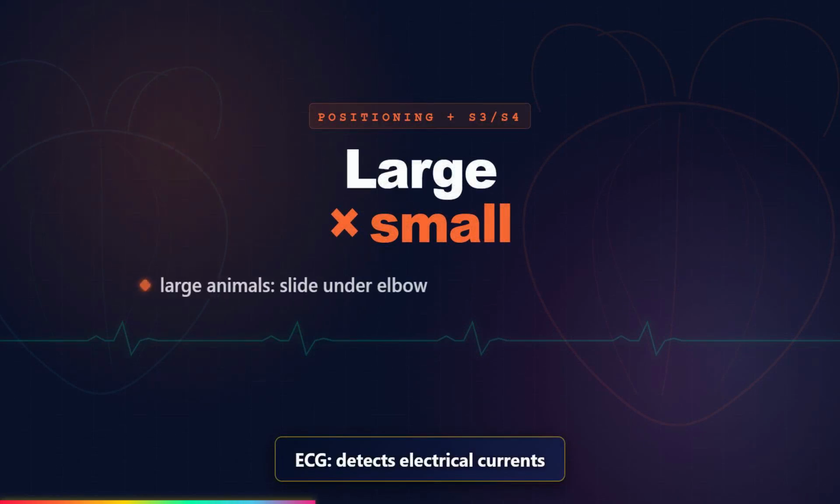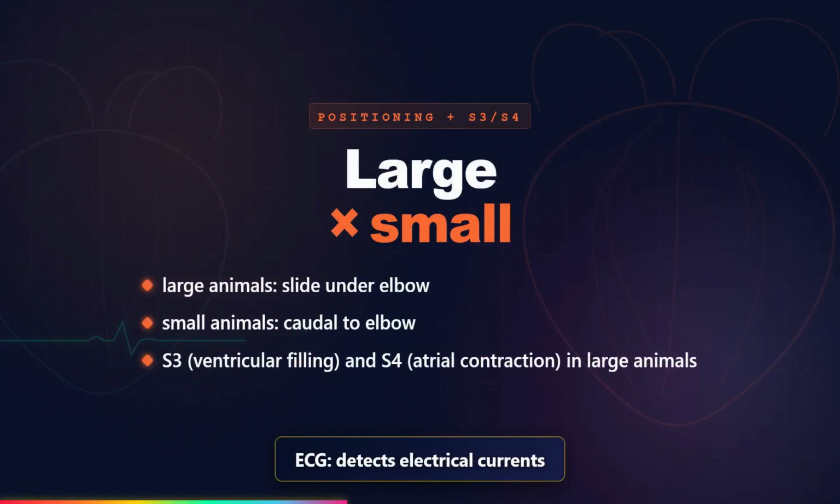Since contractions are electrical currents, we can measure that activity with the electrocardiogram. It uses skin electrodes and generates the electrocardiogram, or ECG. The chart draws waves on paper as depolarizations and repolarizations happen.